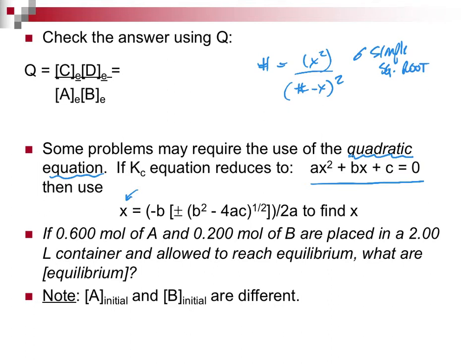So what I have here is an example. Let's say we have 0.6 moles of A and 0.2 moles of B. Notice they are different numbers. If we put them in a container and let them reach equilibrium, what is going to be the equilibrium concentration? And again, I note here, A and B initial are different.